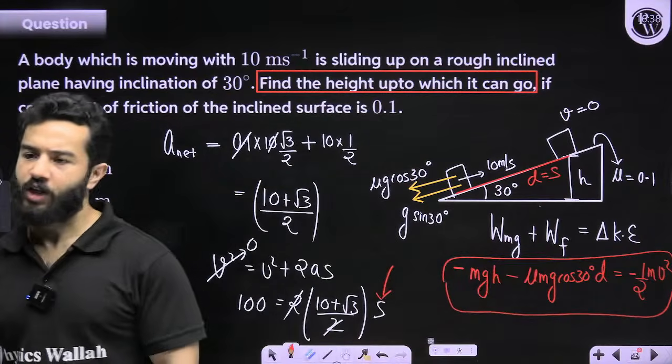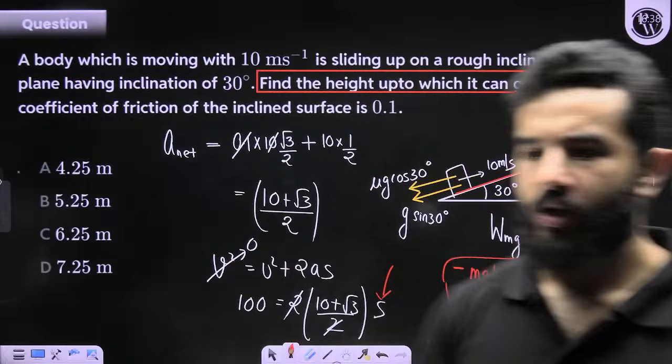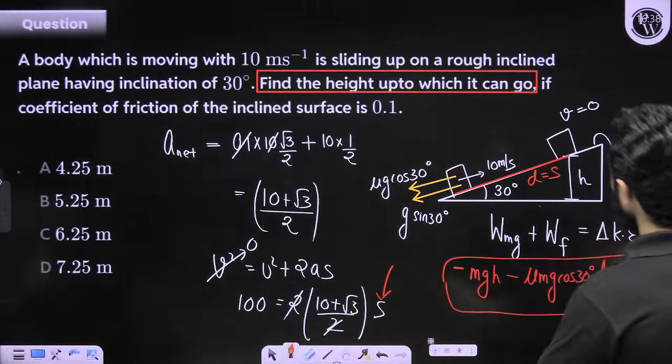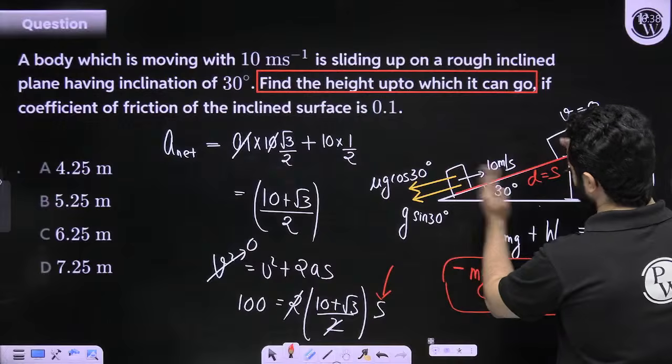Clear? Write down in the chat box. Sorted? Now you will be able to do it. They were talking about height, my dear friends. They were not talking about this distance. They are talking about height.